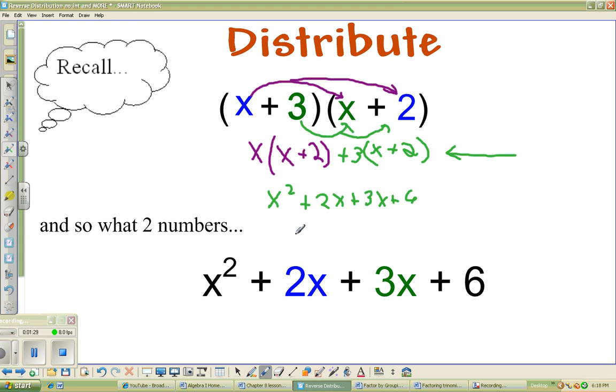But after we get to this point right here, regardless of what method we use, we would combine these two terms and we would get x squared plus 5x plus 6. And this is a trinomial with 3 terms. Today the goal is to take any trinomial and undistribute or factor it back to this form right here.